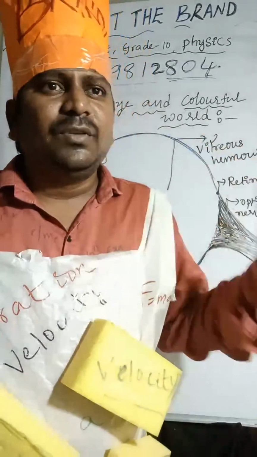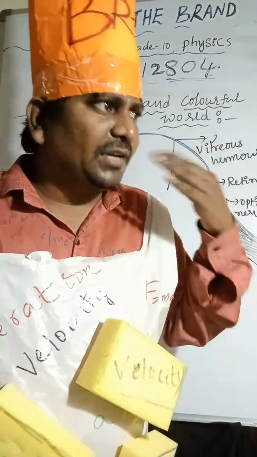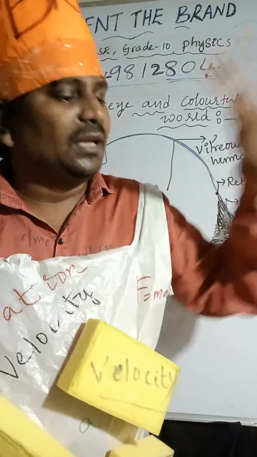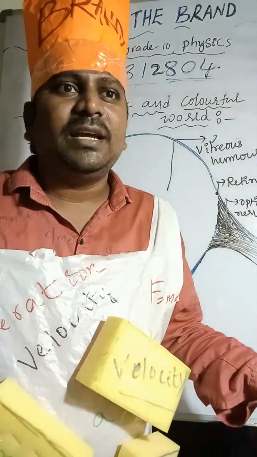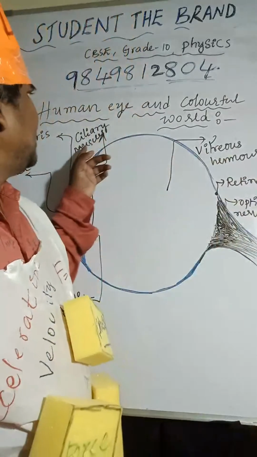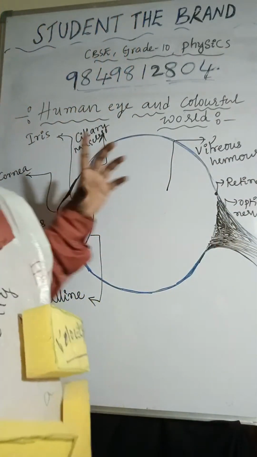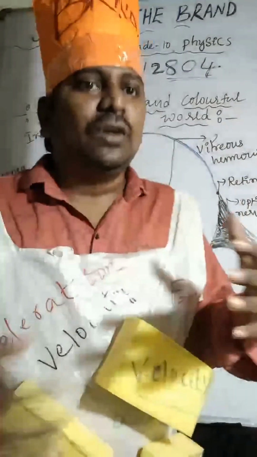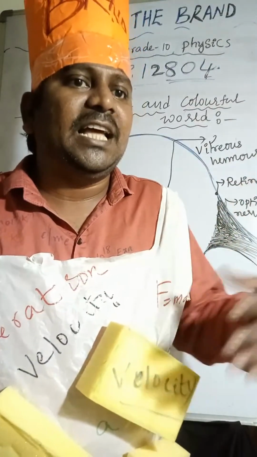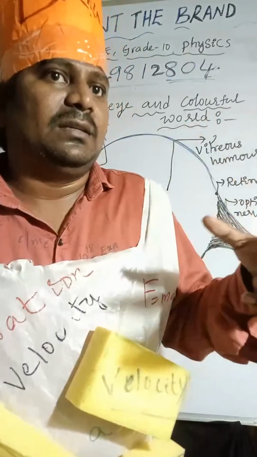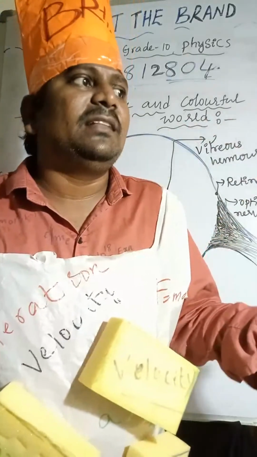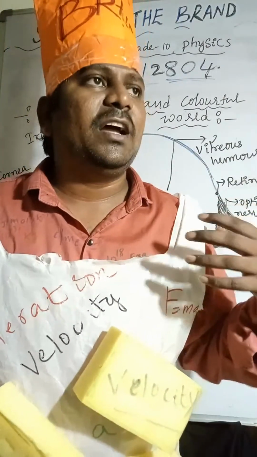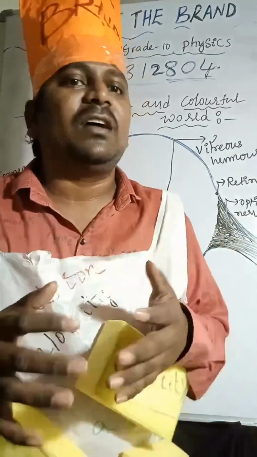But our eyes, without any zooming, can see nearby objects as well as far objects automatically. How is it possible? Because of the ciliary muscles. Ciliary muscles adjust the curvature of the lens so that we can see nearby objects as well as far objects. And one more thing, power of accommodation.